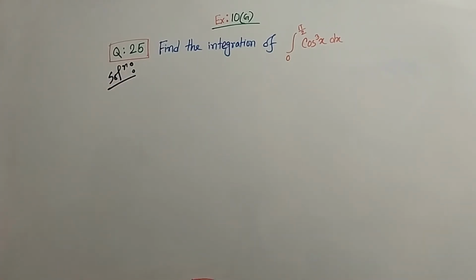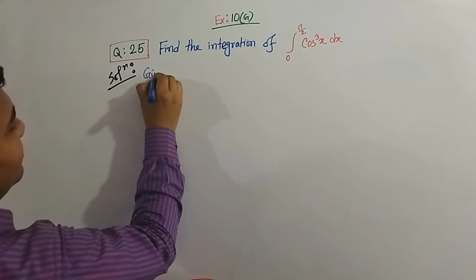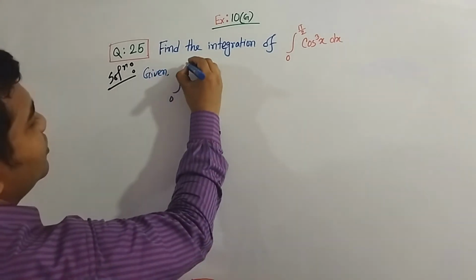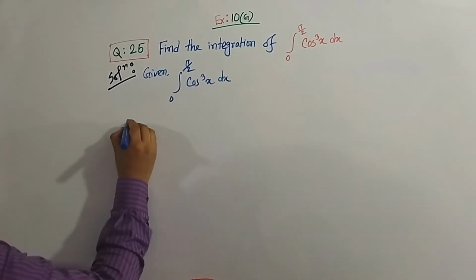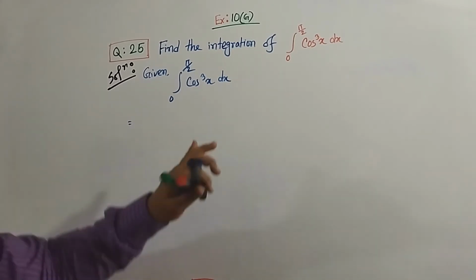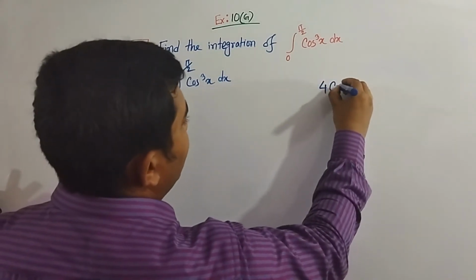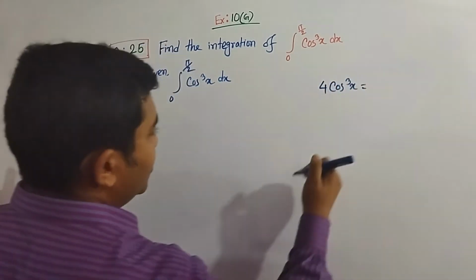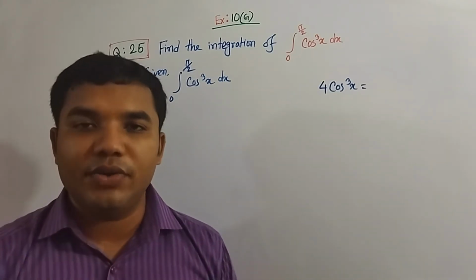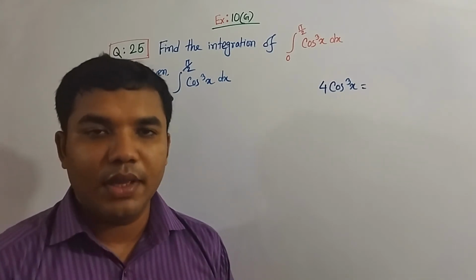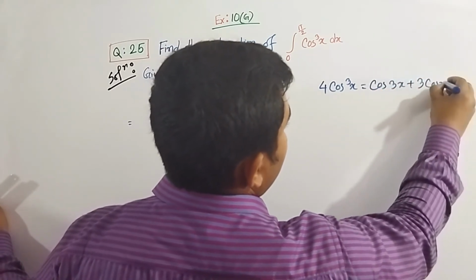Here is given this part. So you can write here the given part. Integration of 0 to pi by 2 cos cube x dx. So dear students, to solve these types of problem, we will take the help of the formula of 4 cos cube x. Do you know what's the formula of it? 4 cos cube x, which we have already memorized from chapter 7, that is your trigonometric section. Exactly, the formula is cos 3x plus 3 cos x.